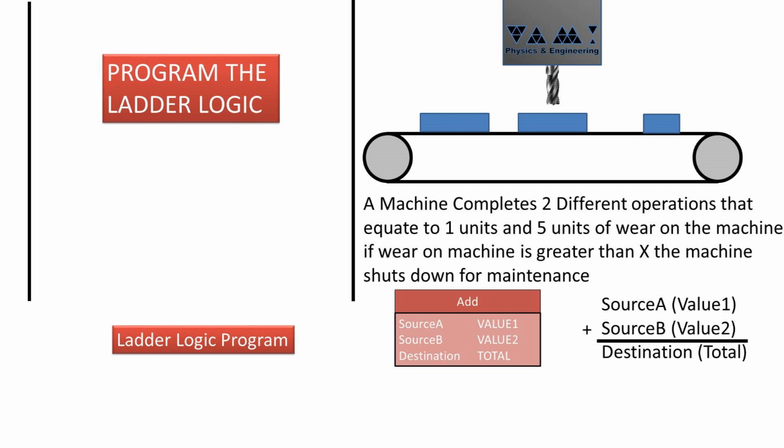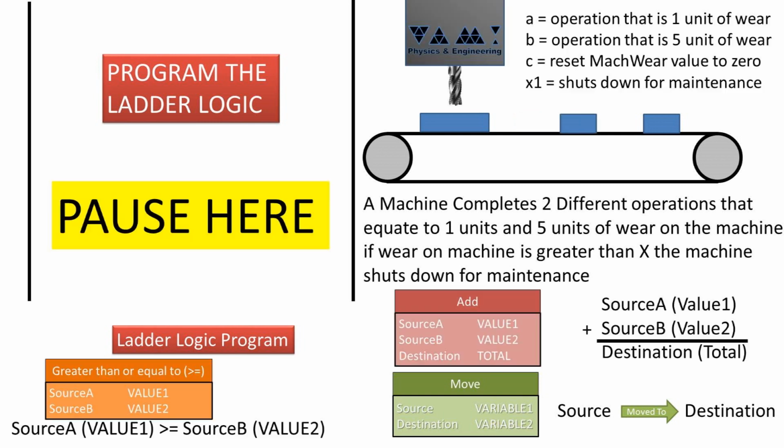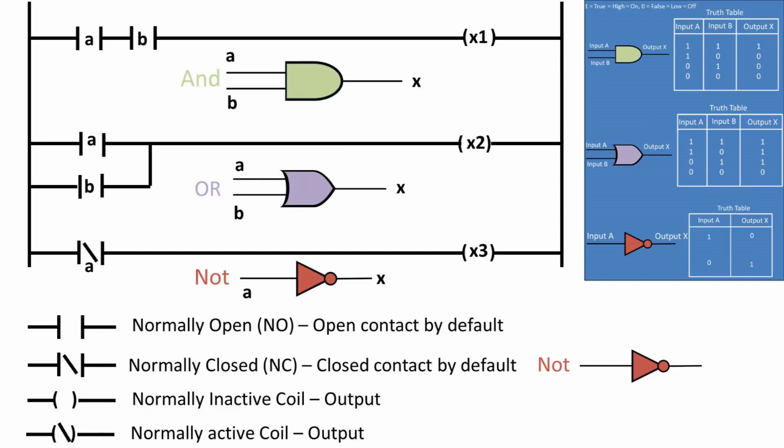An add function, which adds source A value to source B value, then puts this new value in the destination of your choice. And finally, a move function, which takes a variable or constant, which is the source, and moves it to a destination of your choice. You may want to pause here and see if you can figure out how to program this ladder logic program. For your reference, here's a slide that goes over the basics of ladder logic.